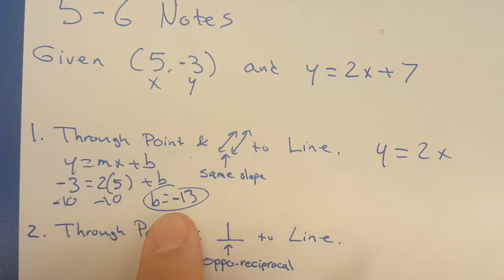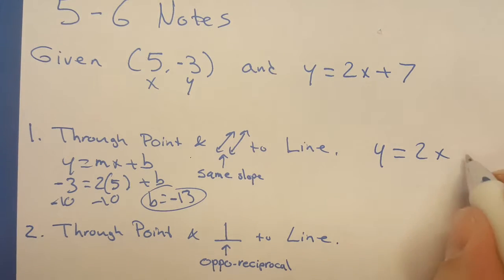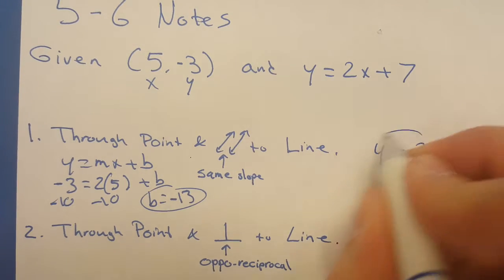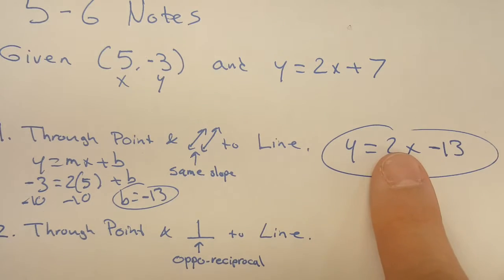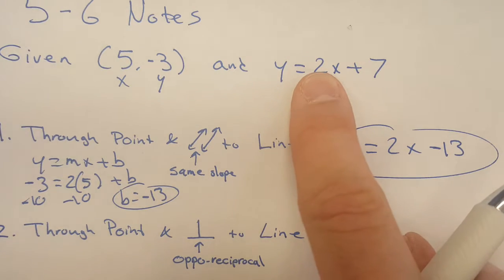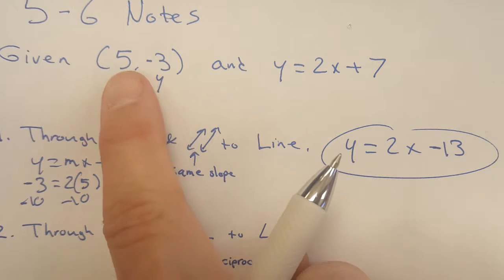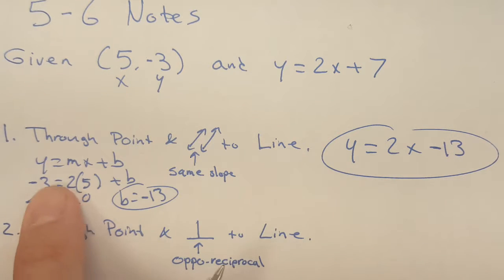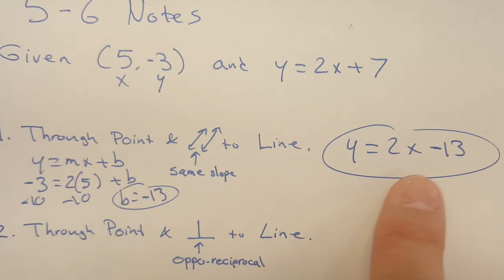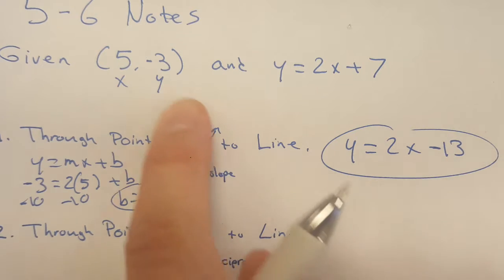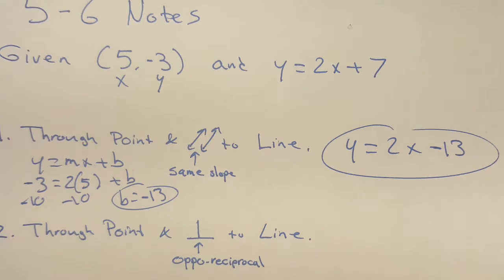There you go, there's my y-intercept. Let me throw it into the equation. Boom. Now if I were to graph that equation, it would be parallel to this one because it's 2x, and it would go through 5 and -3. How do I know? Because I plugged in x and y and solved for b. So -13 is where it's got to start, and 5 and -3 is what it's going to go through.